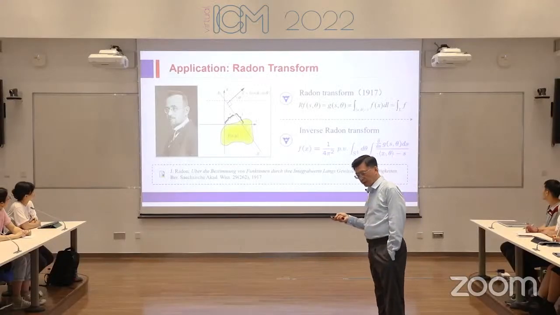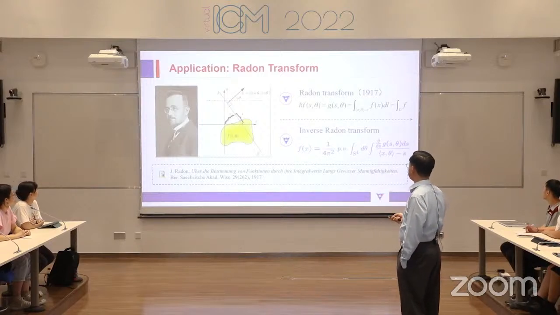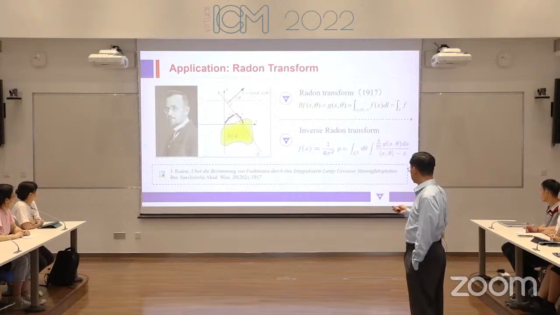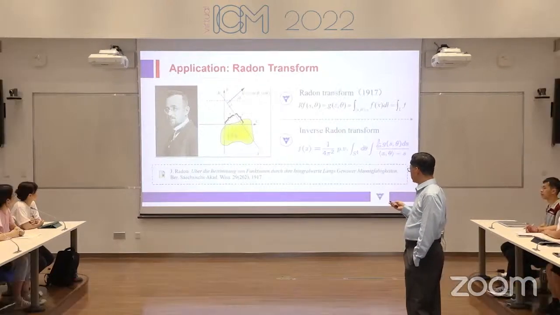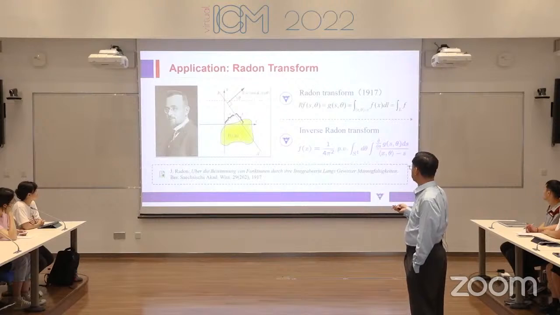Let me also mention some specific applications. One interesting application is the Radon transform. This is a paper published over 100 years ago by Radon. As you can tell, this is the original publication. In this work, he solved the problem of reconstructing a function from all of the line integrals of the function over a domain. He came up with the so-called Radon transform and inverse Radon transform to reconstruct the function f.